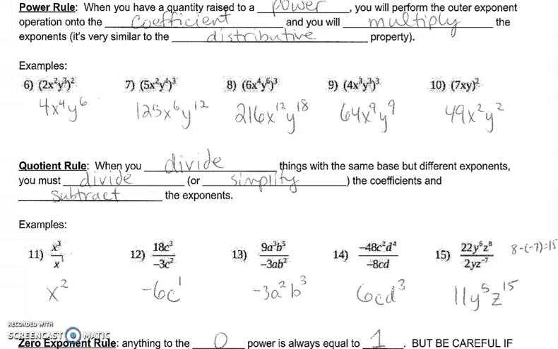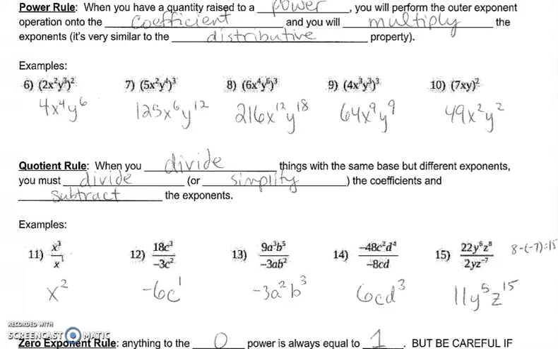Number 14, negative 48 divided by negative 8. Divide them. Normal numbers do division. So 6. 2 minus 1 is 1. 4 minus 1 is 3. So c, d to the third power. Number 15, 22 divided by 2 gets you 11. 6 minus 1 is 5. Now be careful, this is always the trick. It is an 8 minus a negative 7. Minus a negative, remember, is the same as addition. So it actually ends up being 8 plus 7, which ends up being 15.